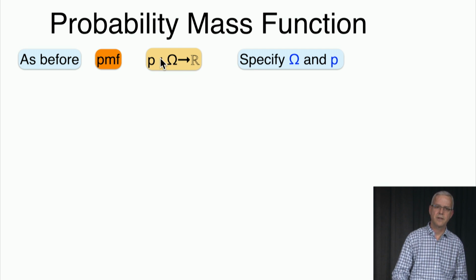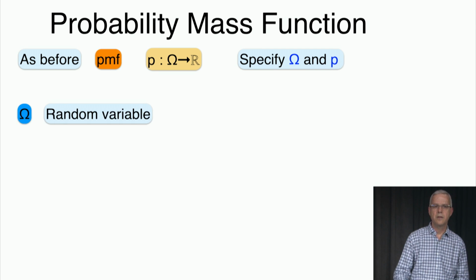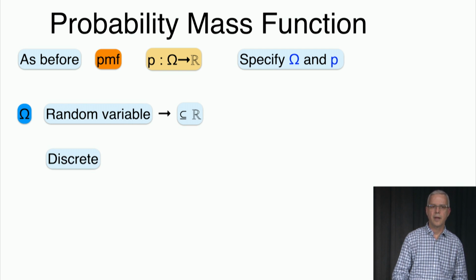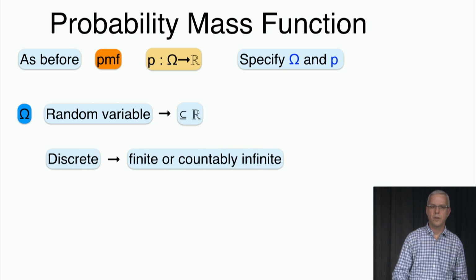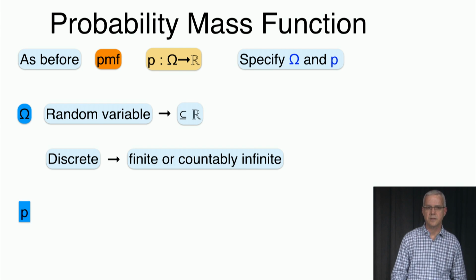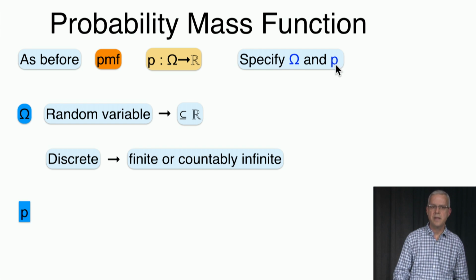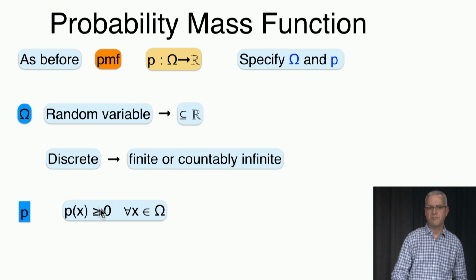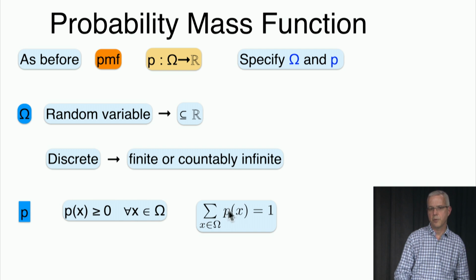Okay, and so to specify the PMF, we need to specify omega, the sample space, and P. Now omega for random variables is going to be a subset of R, because the random variables get a number value, so it's a subset of the real numbers. If the random variable is discrete as opposed to continuous, then this subset of omega is going to be finite or countably infinite. And P, as we said, has to be non-negative. P of x is non-negative for all x in omega, and if you sum over all omega, the probability of all elements in the sample space, that should give you 1.